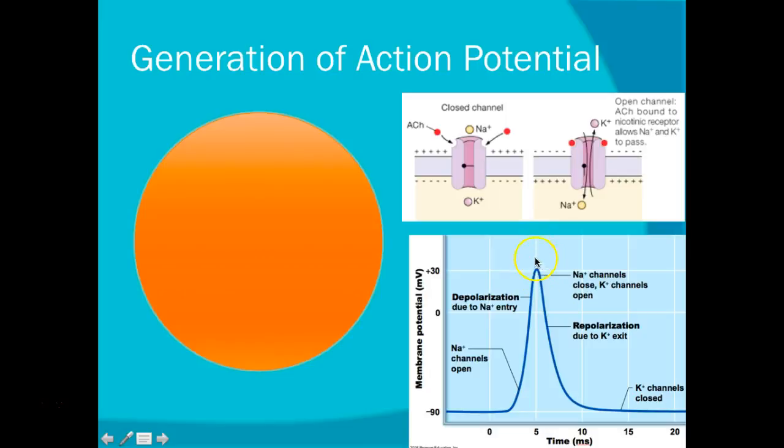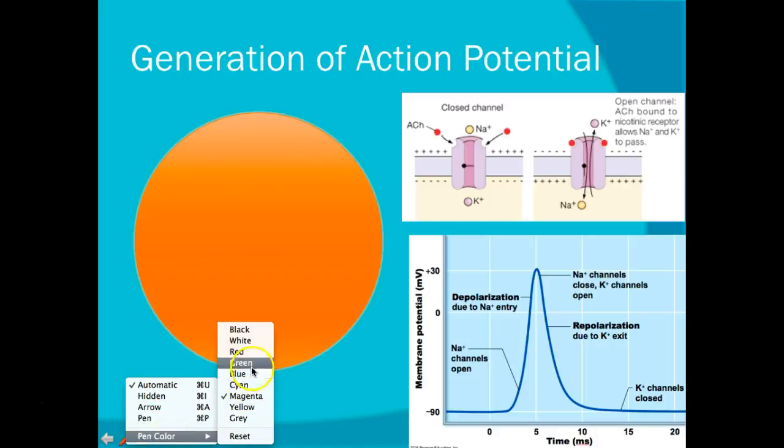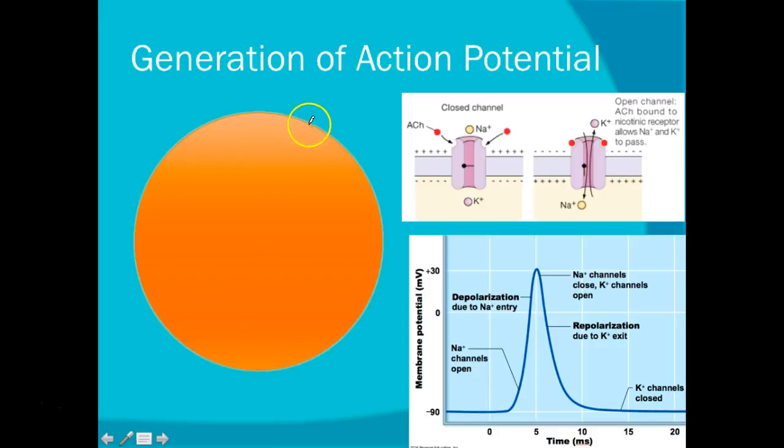This peak here is where the action potential is taking place. Now, once the action potential happens, we are going to close our sodium channels and open up the potassium channels. But let's say the action potential is taking place here. This is going to be our muscle cell.